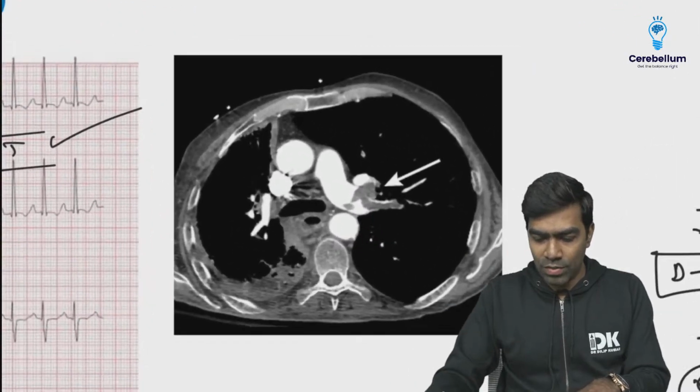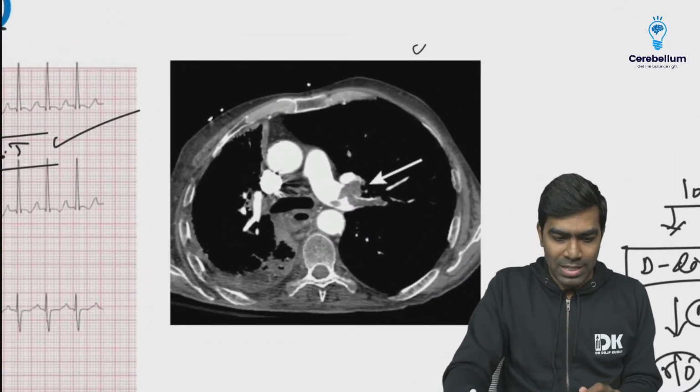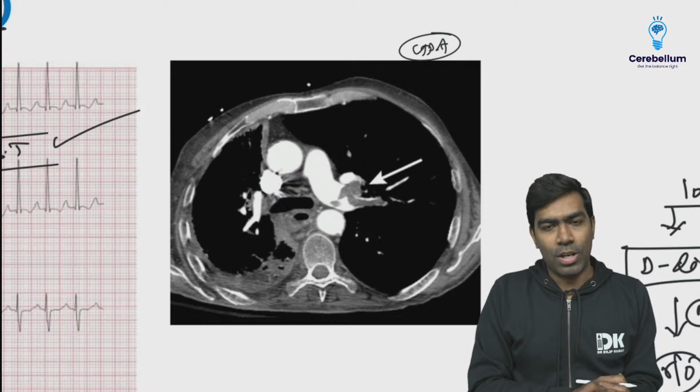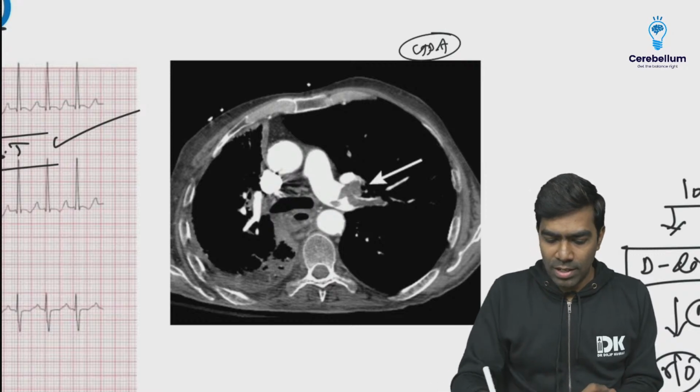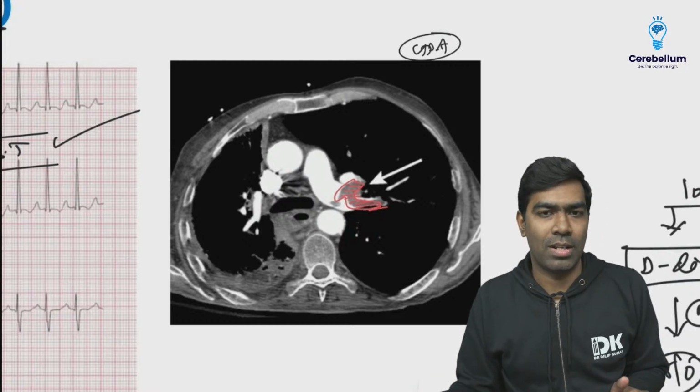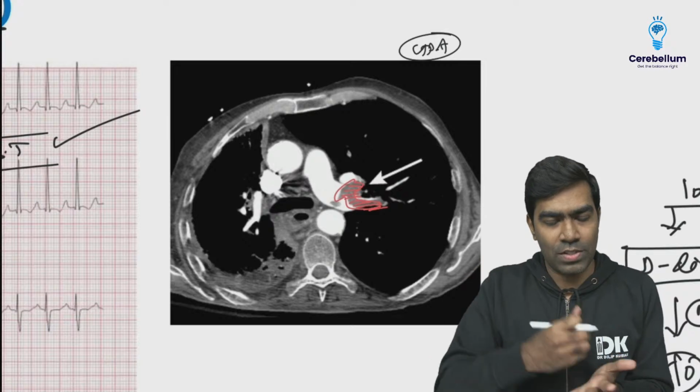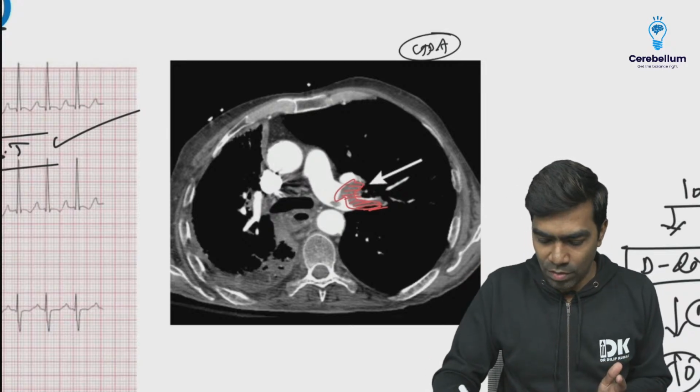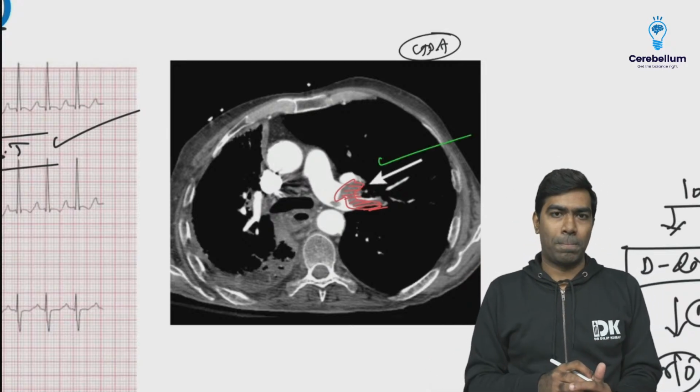I told you the investigation of choice for pulmonary embolism is a CT pulmonary angiogram. So what you see here, you can see a thrombus that is occluding the pulmonary artery. In fact, this is a kind of saddle embolus, and you will see contrast filling defects within the pulmonary artery, and that is a sign of pulmonary embolism.